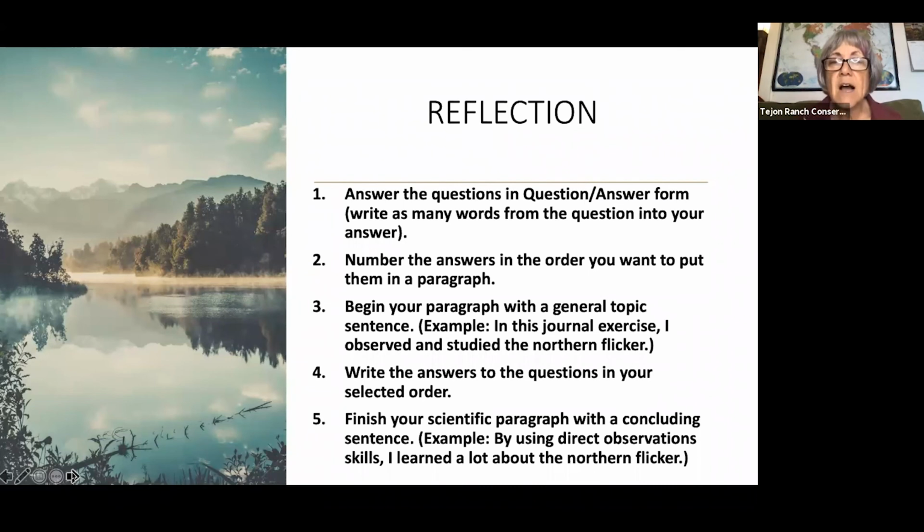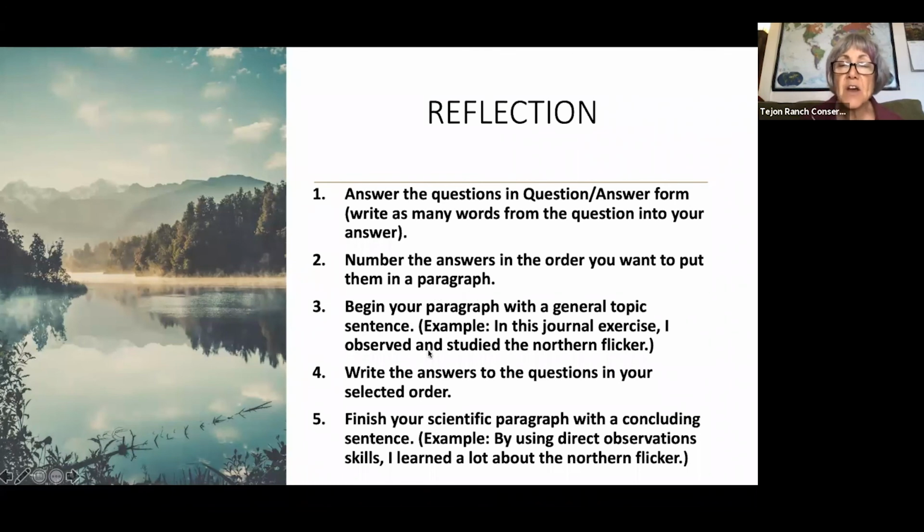All right, so now we're going to talk about the reflection. Here's a review of everything you already know about writing a scientific paragraph. You're going to start by answering the questions that I give you in question-answer form. And that means you're writing as many words from the question into your answer. Number the answers in the order that you want to put them in a paragraph so that it flows. You don't want them jumping all around. You want each one of those sentences to lead to the next sentence and the next sentence and so on. So number them in the order you want them to go.